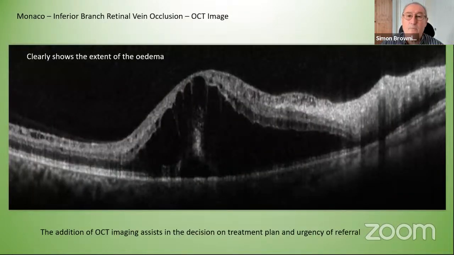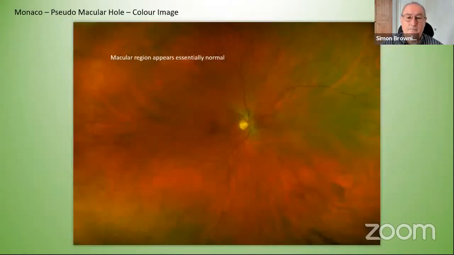By bringing in the multimodal image and bringing the OCT image to play as well, you immediately see the extent of the edema that's there. This you can send to the eye clinic. This will influence any treatment plan at the eye clinic. It will influence the speed of referral from our end as well.